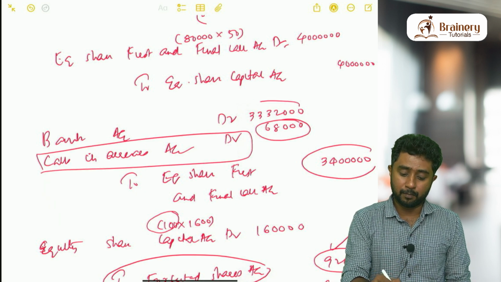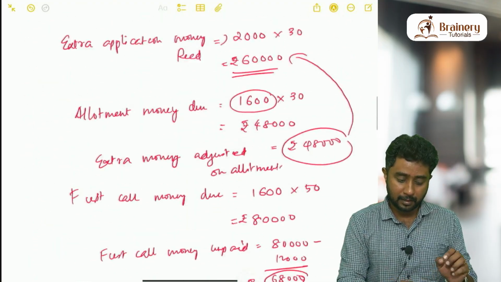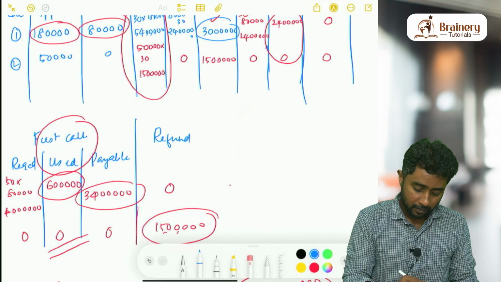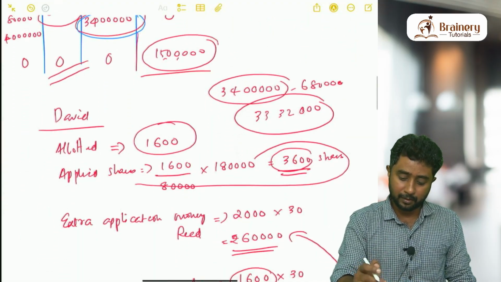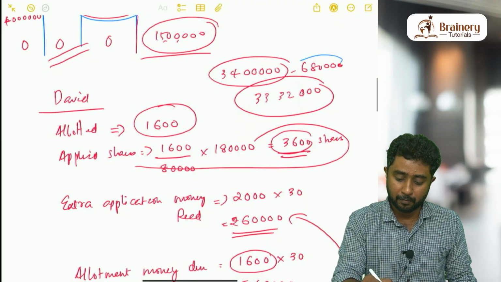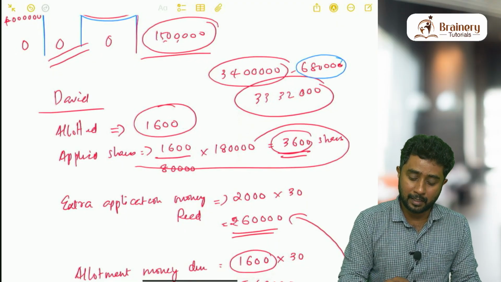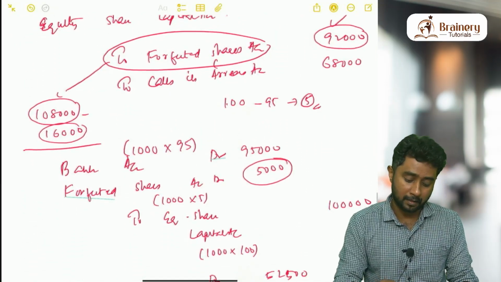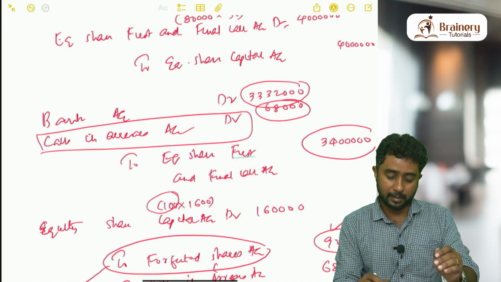And when you wrote the bank account, the confusing part was the remaining amount after adjusting all the extra money. The remaining amount was 34,000. From this 34,000, we have removed the amount that is not paid by David, that is 68,000. So we got 33,32,000, which we recorded in the bank account. So 33,32,000 came there. Call scenarios was 60,000.